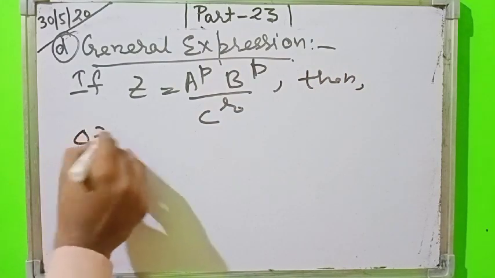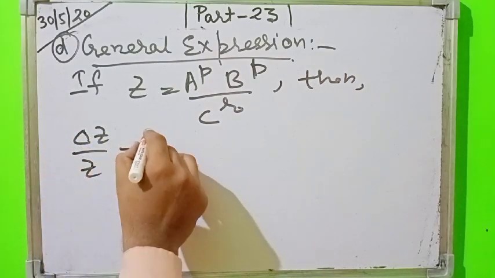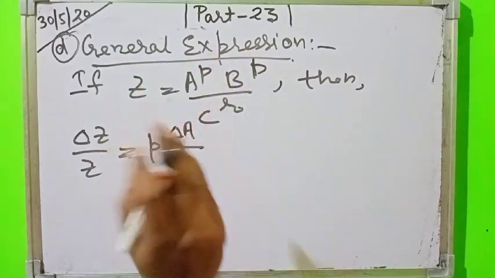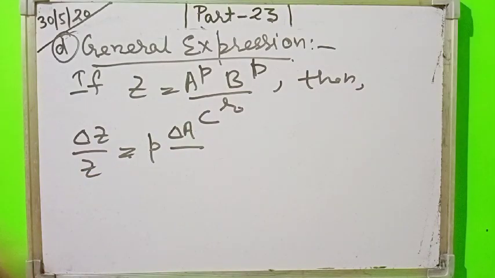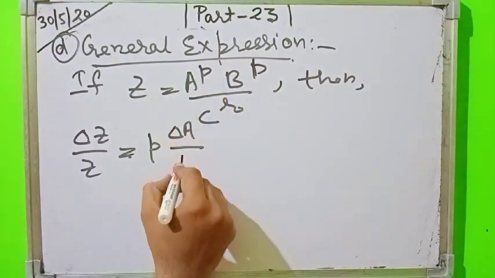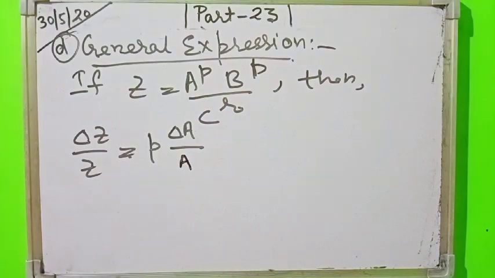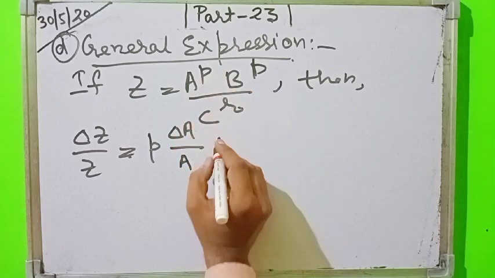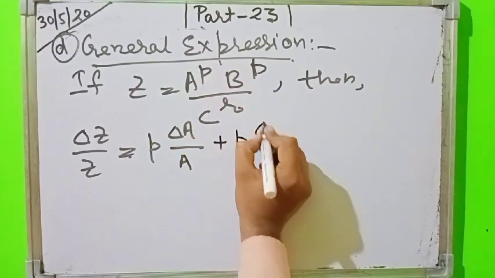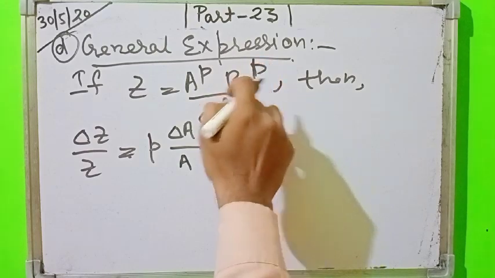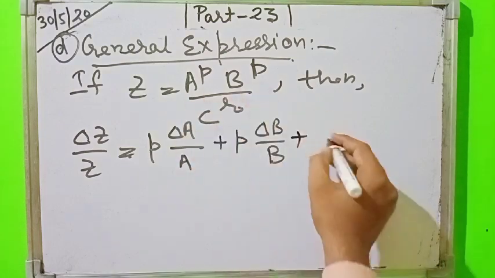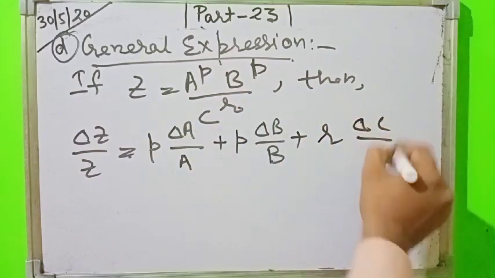Then del z upon z is equal to p del a upon a. Since power is here, so it is multiplied. Look at here, all things are clear. All whatever the error we had studied in case of sum, difference, multiplication, division is going to be clear. Now here you are seeing the product between a power p and b, so it will be added, q del b upon b, and it is divided by c. So in case of division, the relative error is also going to add. We had studied power is multiplied, r del c upon c.